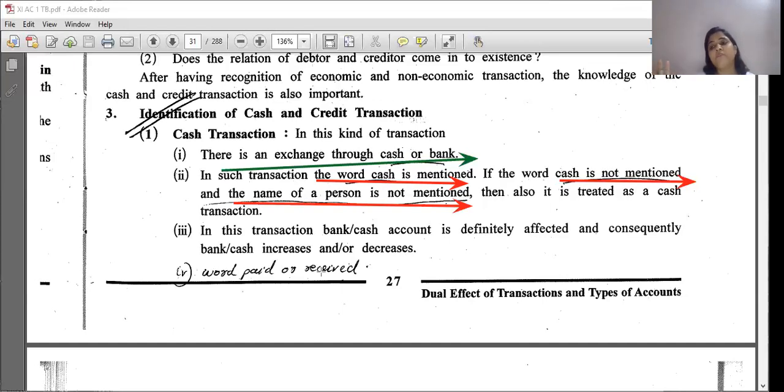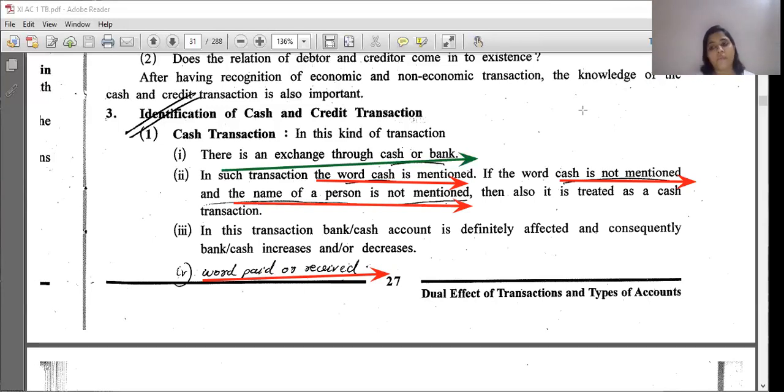Suppose purchase goods of rupees 5,000, and I had paid by cheque. So bank is affected. I paid through cheque, so obviously my bank balance decreases. So here the word paid or received is also written. When the word paid or received is there, suppose, as I had highlighted upstairs, 5,000 paid for salary. Paid means we have given it. We gave it, so what has gone from our hand? Cash has gone. So 5,000 paid for salary is a cash transaction.